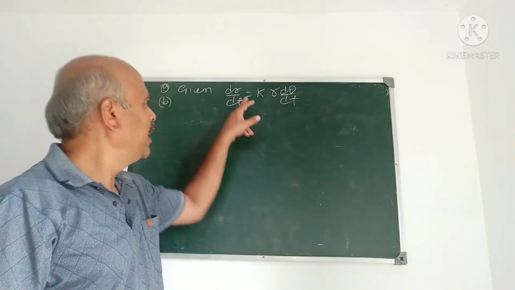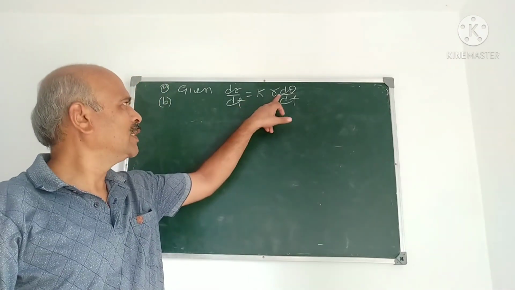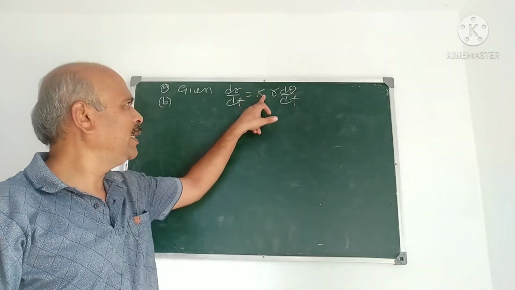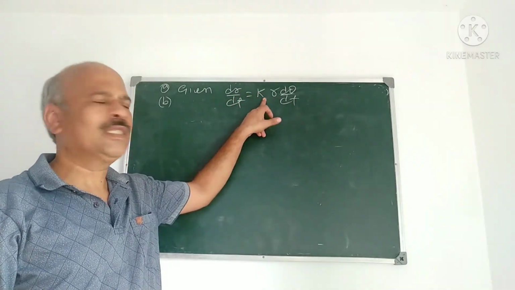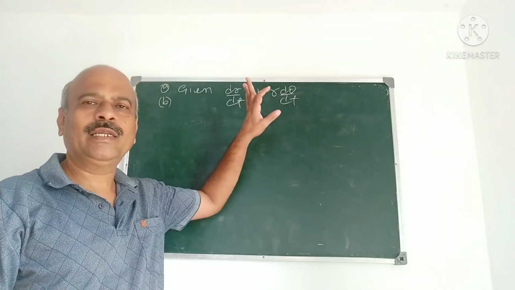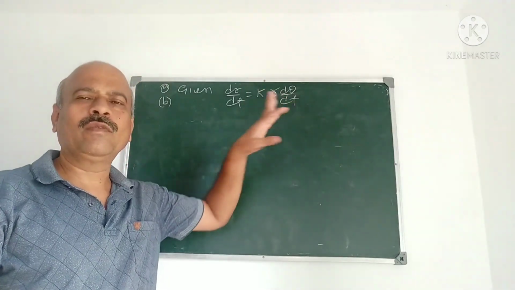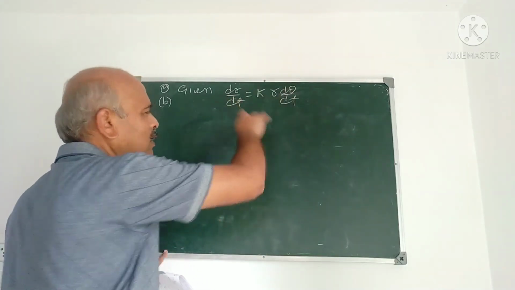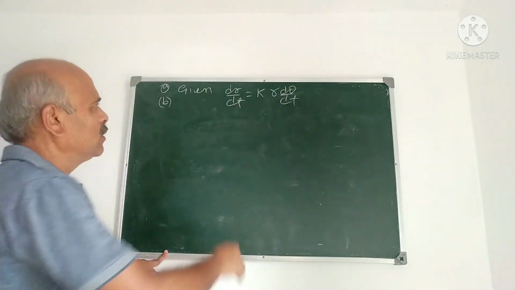Follow now? Radial velocity means this. What is transverse velocity? r d theta by dt. It is given that dr by dt is proportional to, meaning equal to, k r d theta by dt. What do you have to find out? Find the equation of the curve under this condition.